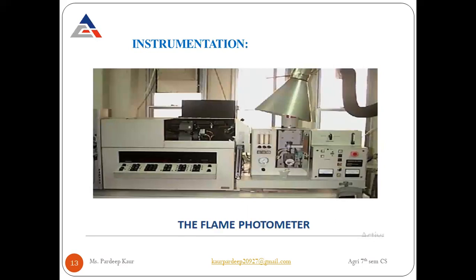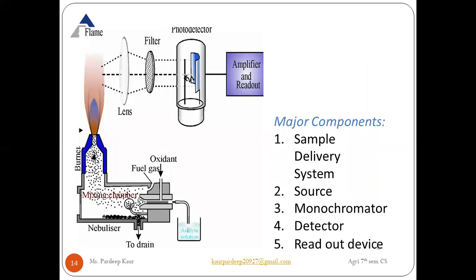So this is the instrument, or you can say this is the picture of flame photometer. You can see in the slide how a flame photometer looks. This is the diagram of flame photometer, in which you can see there is a burner out of which a flame is produced, and after the flame there is a lens, and after the lens filters are present, and filters are connected with a photo device, and after that there is an amplifier and a readout device attached.